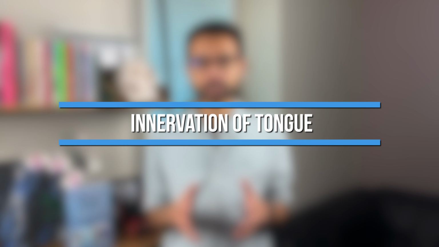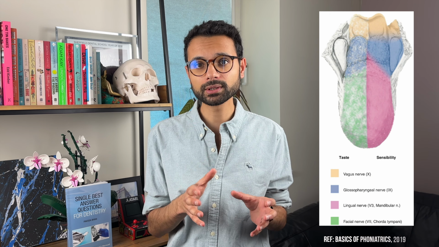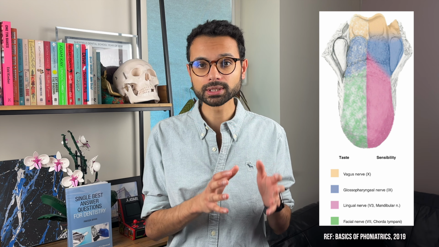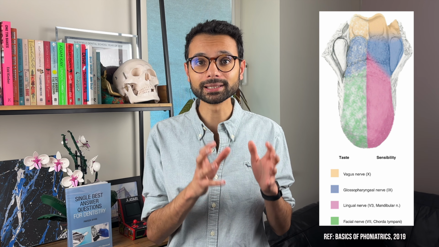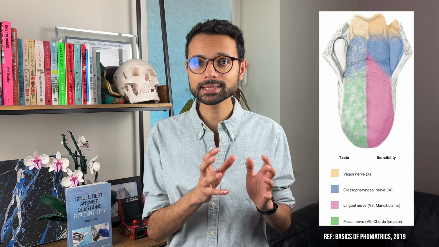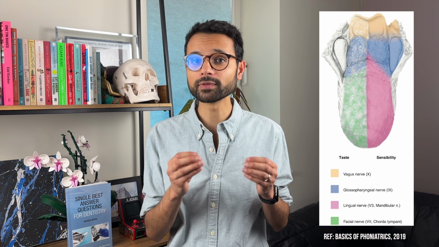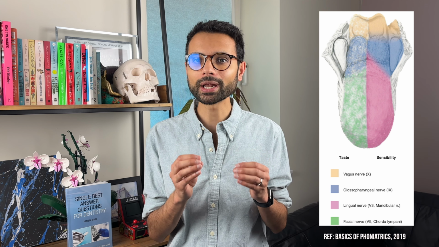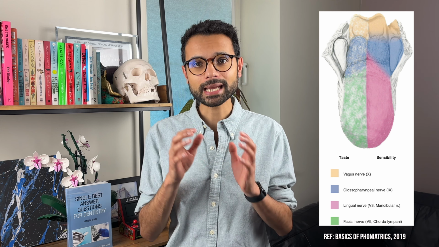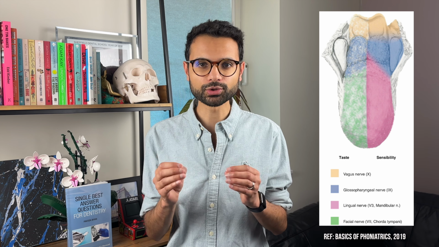When considering the innervation, we can divide it into both the sensory and the motor innervation. When looking at the sensory innervation of the tongue, we can divide the tongue into the anterior 2/3 and the posterior 1/3. General sensation to the anterior 2/3 is provided by the lingual nerve, which is a branch of the mandibular division of the trigeminal nerve. Taste sensation to the anterior 2/3 is provided by the chorda tympani nerve, which branches from the facial nerve. In the posterior 1/3 of the tongue, both taste and general sensation is provided by the glossopharyngeal nerve.